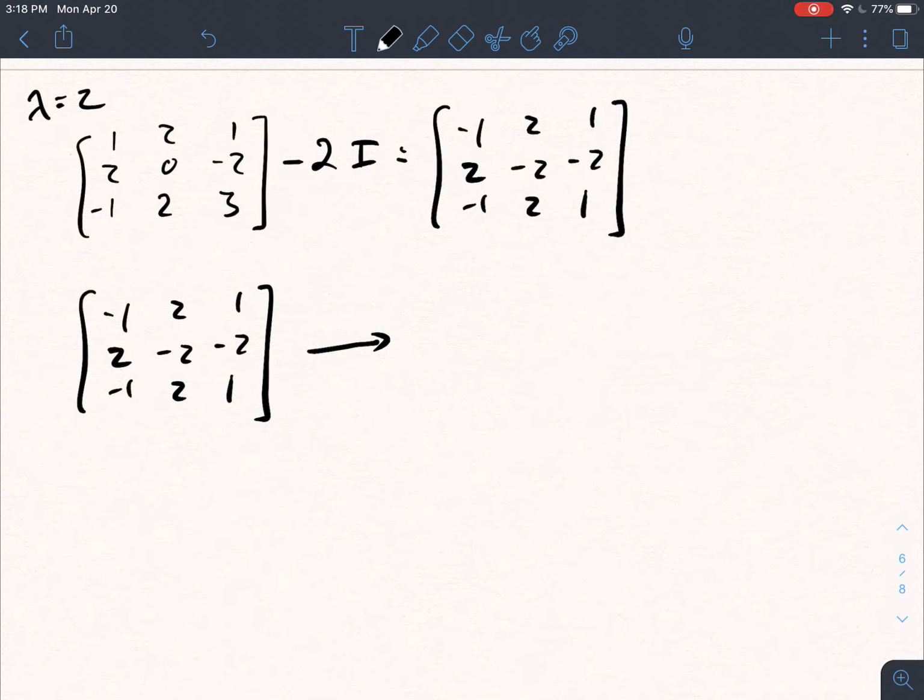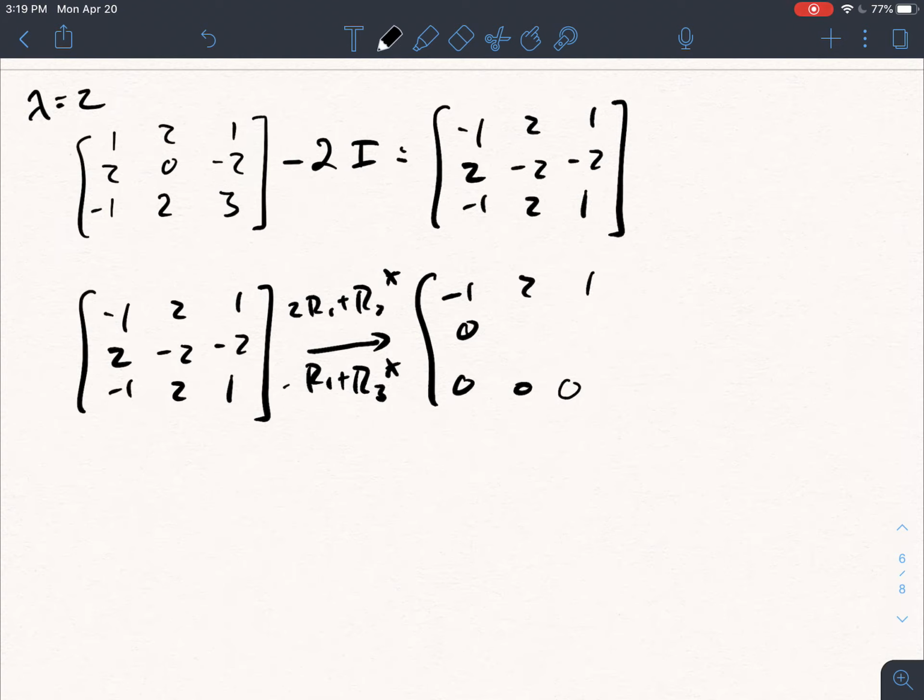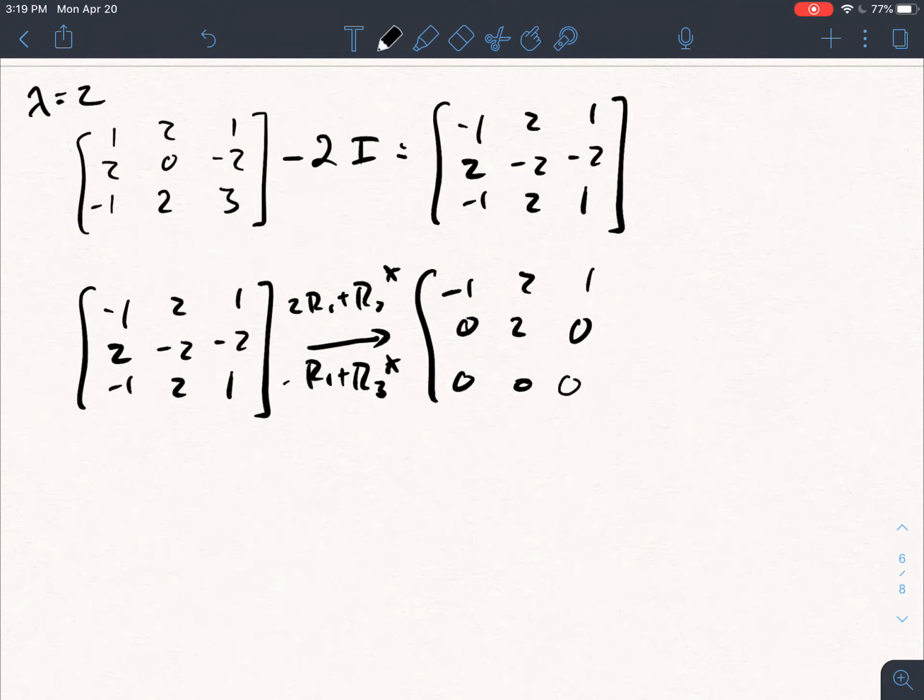Now, okay, so row 1 and row 3 are exactly the same. So I'm going to do 2 row 1 added to row 2, and then negative row 1 added to row 3 to make that a row of zeros. It's 0, negative 1, 2, 1. Okay, so 2 times 2 is 4. 4 minus 2 is 2. 2 times 1 is 2. Add that to negative 2 and I get 0.